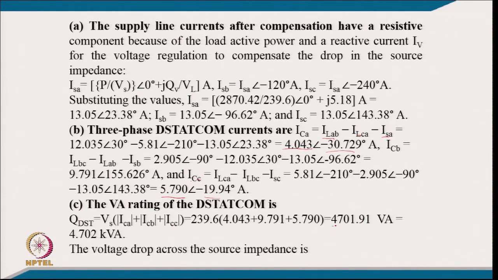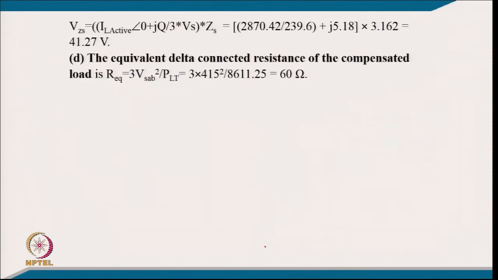So, it comes typically 4701.91, that is 4.702 kVA, and the voltage across the source impedance will be, because we know the current and we know the impedance, 41.27 volt. The equivalent delta-connected resistive load will be from the active power, 3 V square by PLT, that is 315 square into 8611.25. So, that comes to 60 ohm.